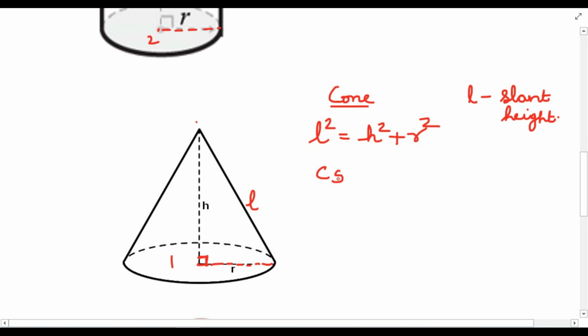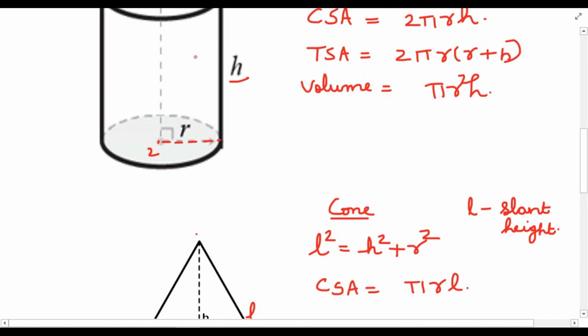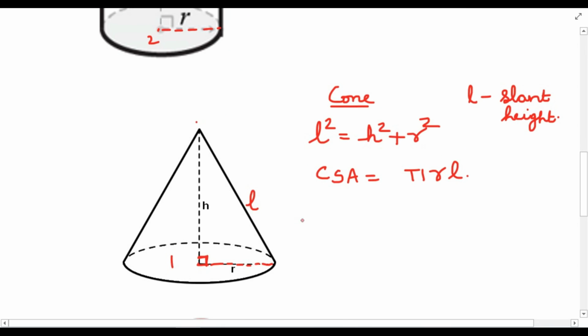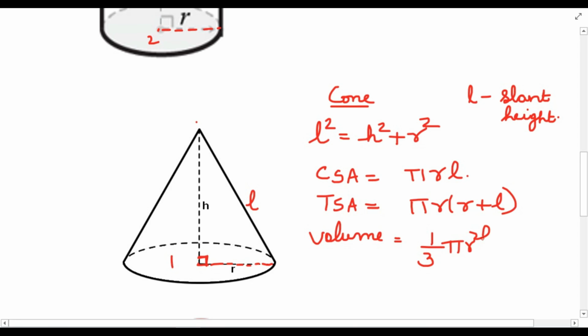The curved surface area of the cone is pi RL. The curved surface area of the cylinder is 2 pi RH because it has two circular bases, and for the cone instead of H we write L. Then the total surface area is pi R into (R plus L), since only one circular base is there. And the volume of the cone is 1 by 3 pi R square H.